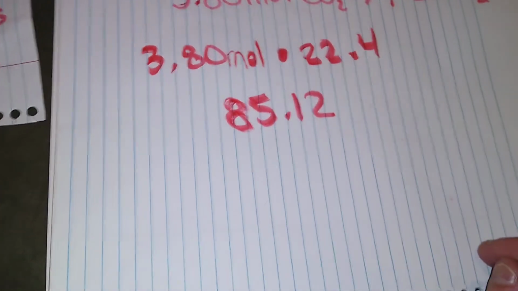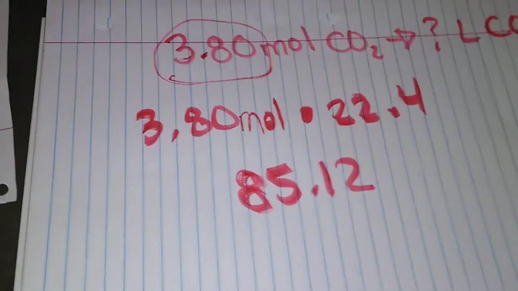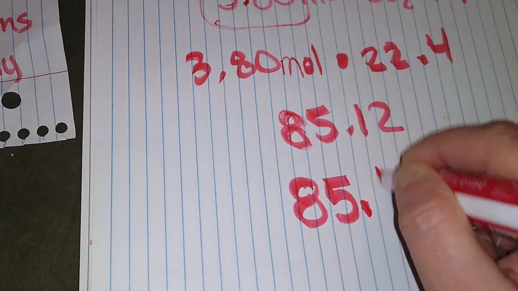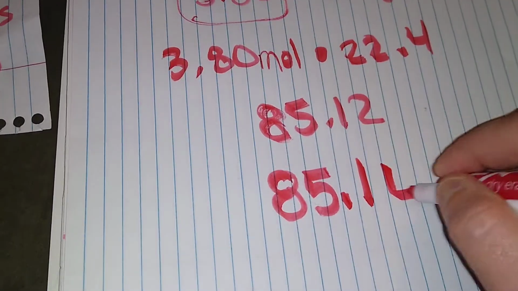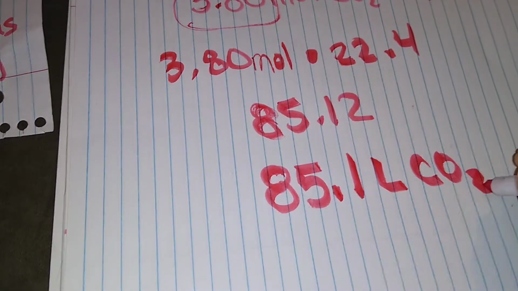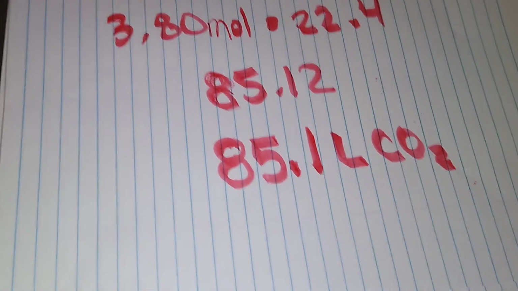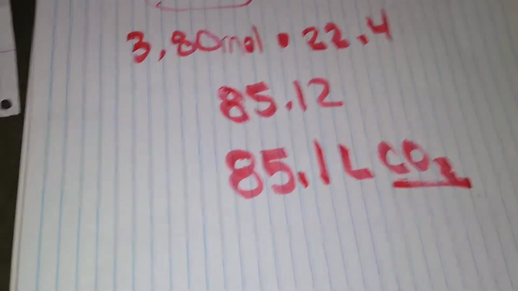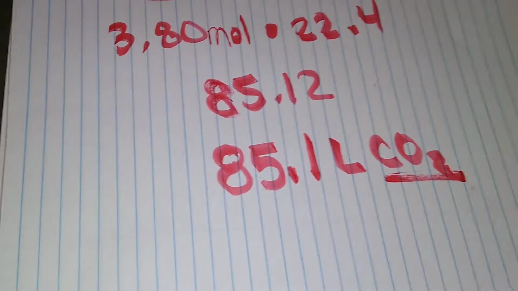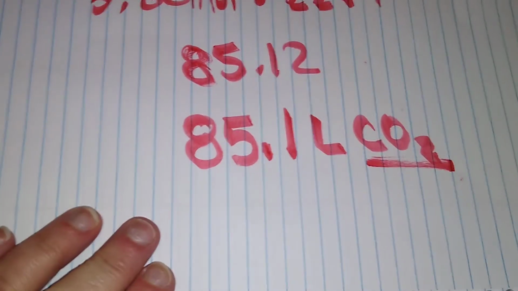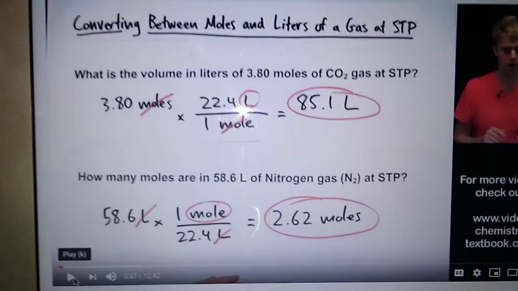Our final answer has to have how many sig figs. We started out with 3 sig figs, therefore we must end with 3 sig figs. So we have 85.1, and we have to label it with liters CO2. Now, Tyler DeWitt does not label it CO2, but it helps if you're doing a whole lot of math. So if you plan on going on in chemistry, you want to make sure that you put that CO2 on there, because sometimes we're dealing with a lot of different calculations, and it just kind of helps to keep it straight. Okay, so that's the answer, and if you'll look, that's the same answer he has on there.